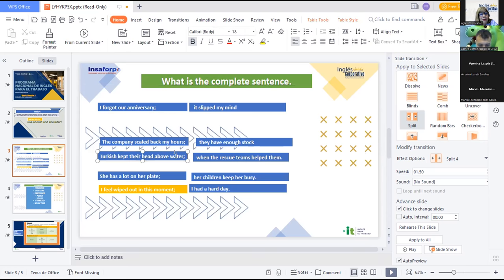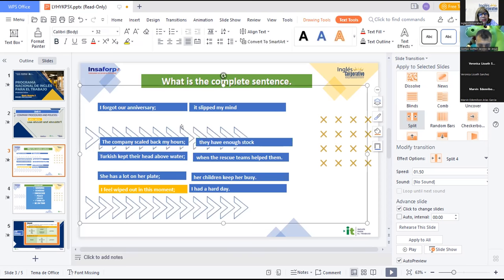Turkish kept their head above water when the rescue teams helped them. She has a lot on her plate. Her children kept her busy. I feel whipped out in this moment. I had a hard day. Okay. Now, I made this exercise because it was exactly the homework that I asked you. I don't know if you did it. If you did it, you can answer. You could do this. Okay. If you didn't do it, that's why you don't understand, because you don't know yet. You don't manage this yet.